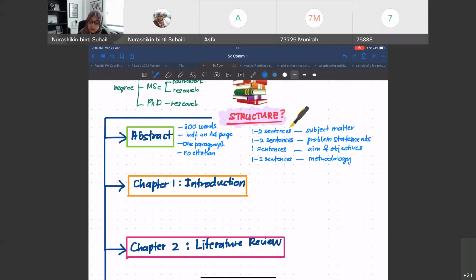So how you write it, you can say the work is divided into two main stages. Yeah, the first stage included, and remember, please use past tense in methods. The first stage included isolation of the microorganisms from maybe Kota Samarahan, yeah, the area.